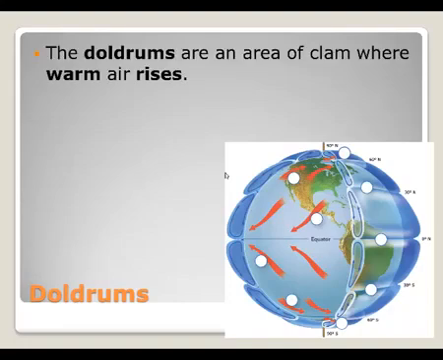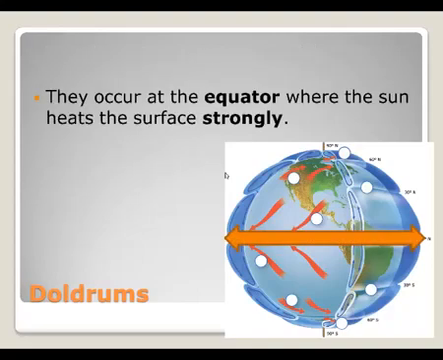The doldrums. The doldrums are an area of calm where warm air rises. The doldrums are found at the equator. On your notes, please label where we would find the doldrums with this picture you see inside of the presentation.